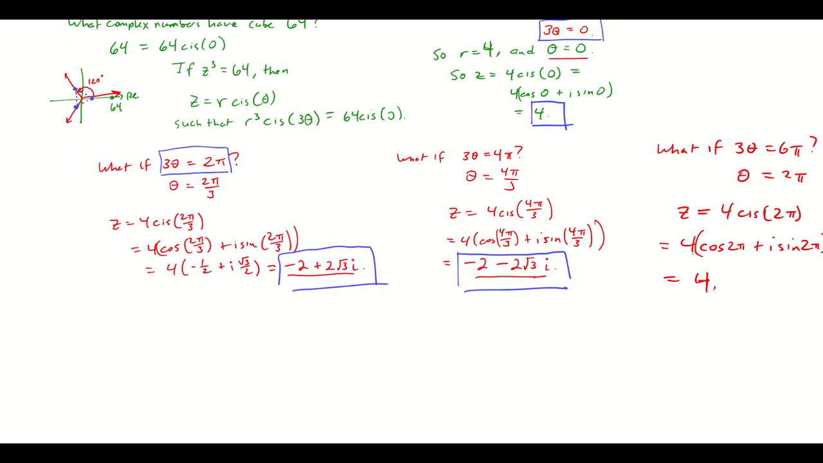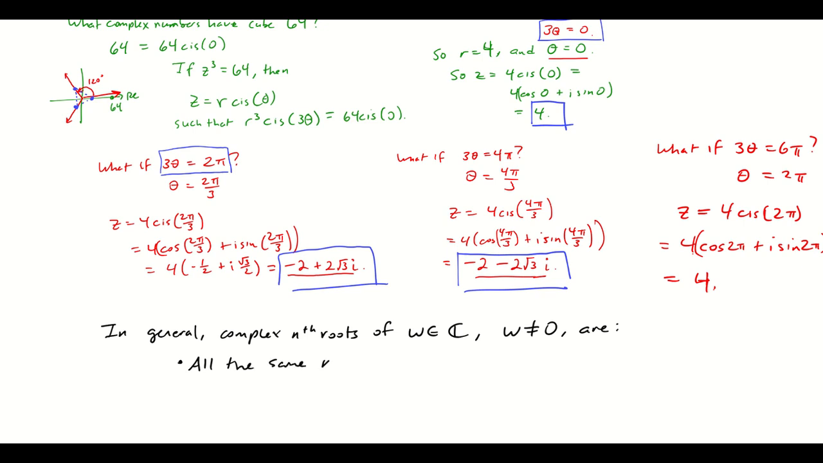Okay, in general, and this is a generalization of what we just did, complex nth roots of a number, any complex number, and here we started with 64, which was real, but you could start with any complex number. And the complex nth roots of w, a complex number, provided that the complex number is non-zero, the nth roots are going to have the following properties. First of all, they're all the same magnitude, and that magnitude is the nth root of the magnitude of the original w.